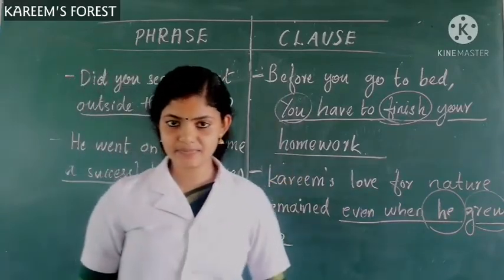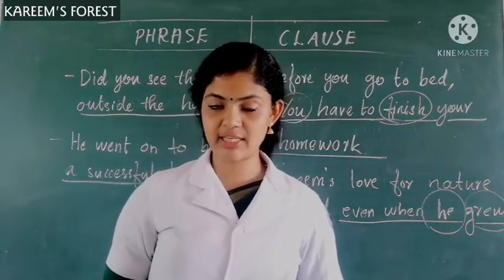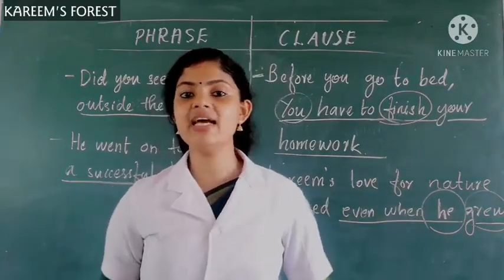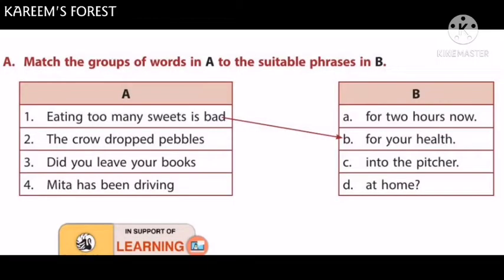So children, in a phrase, there will be no subject and verb together, but in a clause, there will be a subject and verb. Now let's do an activity. Match the groups of words in A to the suitable phrases in B. The first one is done for you. Eating too many sweets is bad for your health.